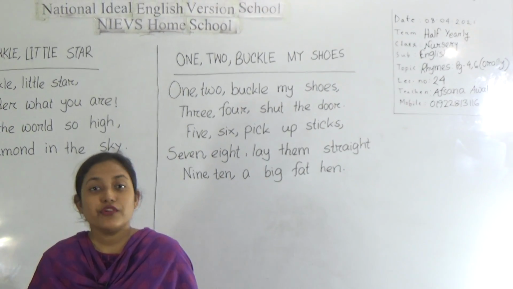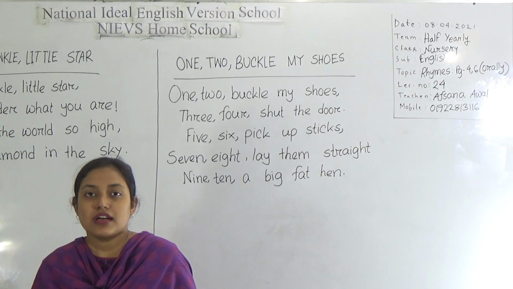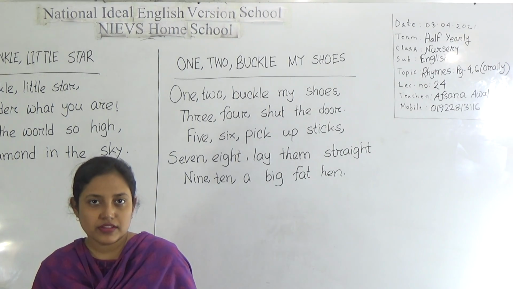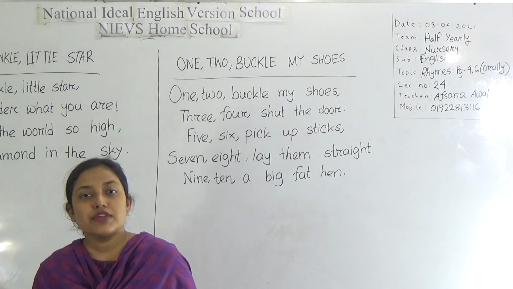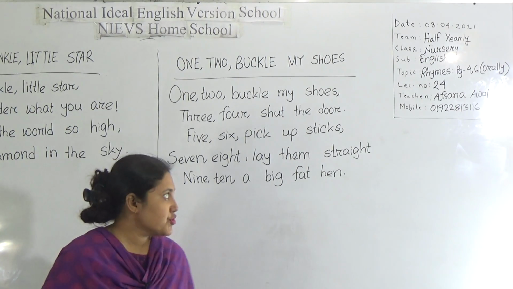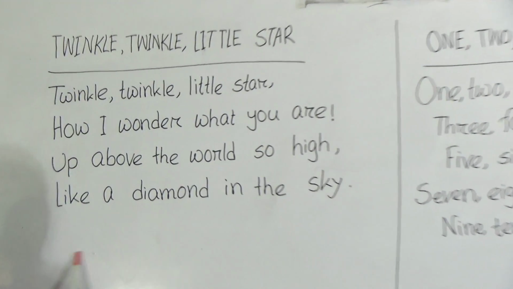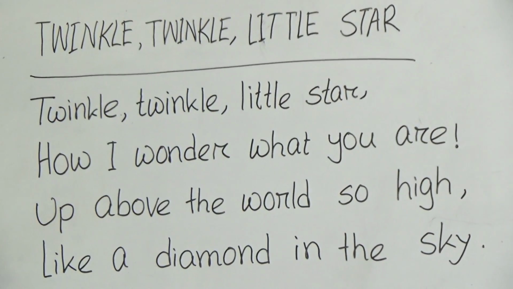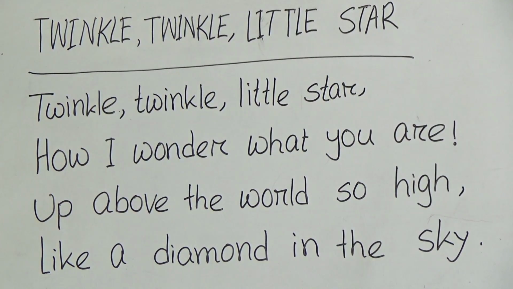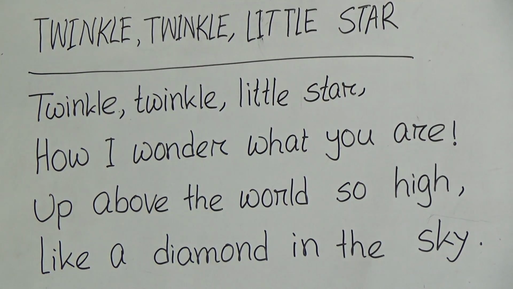Today I will take you to English class, and our topic is rhymes from page number 4 and 6. That means today we will learn 2 rhymes, and the rhymes should be done orally. We don't have to write these rhymes. Students, please look at the board. There are 2 rhymes: Twinkle, twinkle, little star, and 1, 2, buckle my shoes.